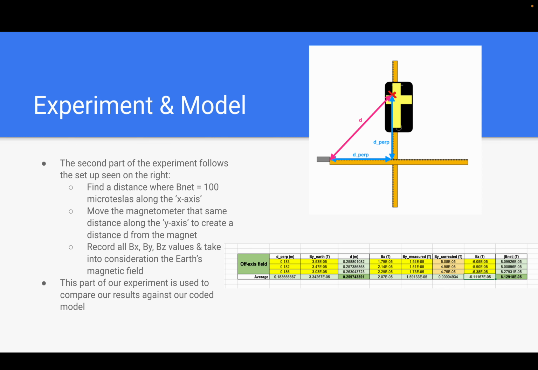The second part of the experiment follows the setup seen on the right, where we find a distance where B net is equal to 100 microteslas along the x-axis, and then we move along the y-axis to have the same distance along the y-axis to create a distance d from the magnet, and recorded all the bx, by, bz values, and take into consideration Earth's magnetic field. And this data can be seen over here. This part of our experiment is used to compare our results against our coded model.